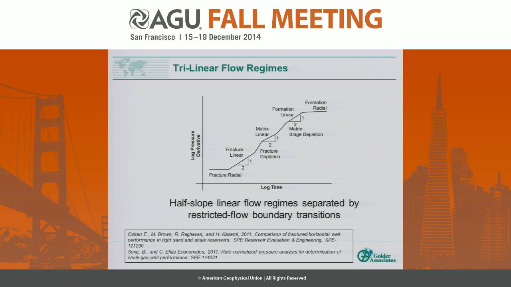Now, in trilinear flow, you get a series of linear flow steps at this half slope, the square root of time, and then you get a steepening of the derivative, which is the depletion of that fracture feature. Then you get another linear curve, half slope, which is associated with linear flow from the matrix. Then it depletes, and then eventually you might get a third linear flow, which is the entire footprint.